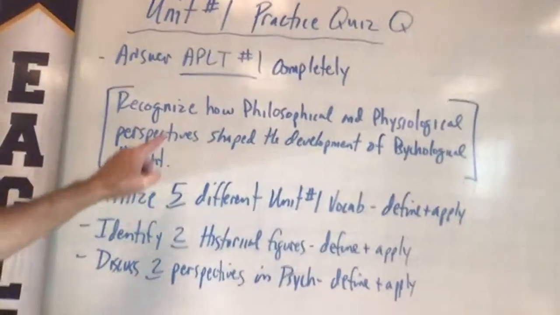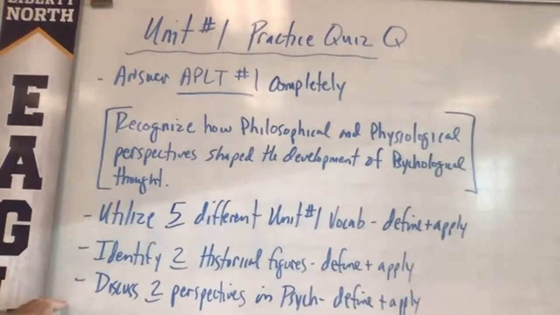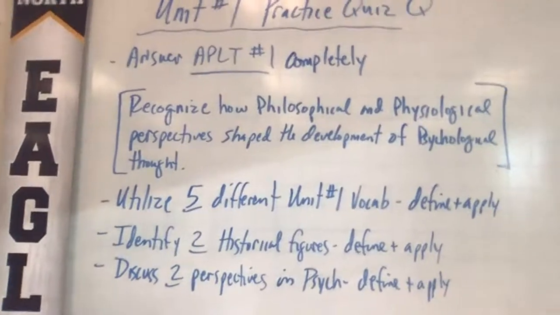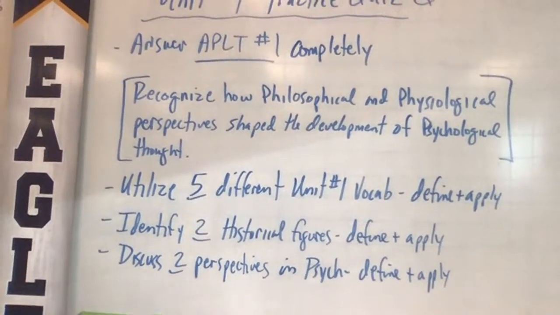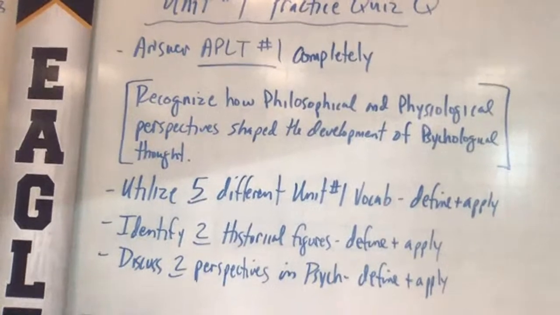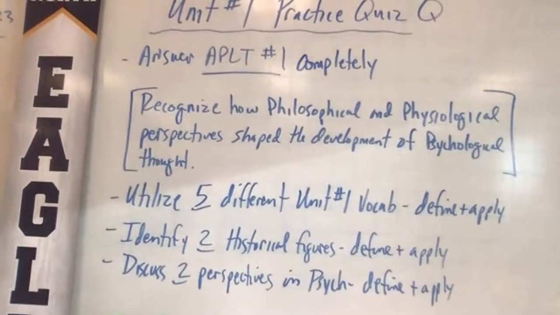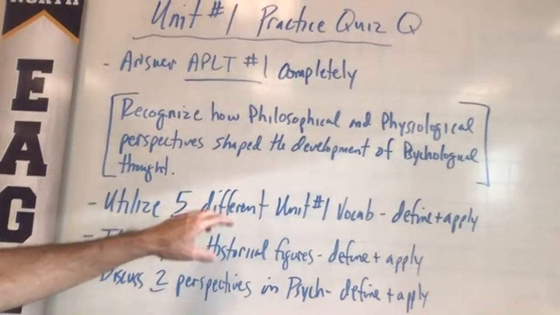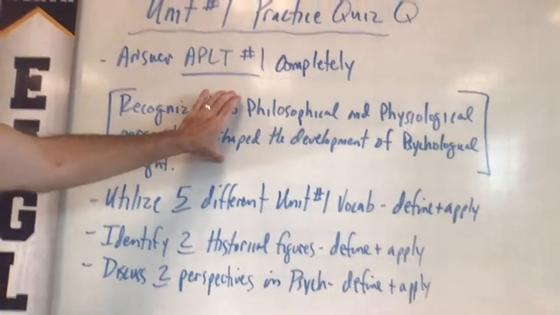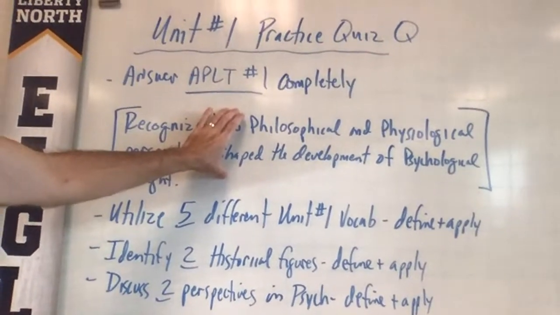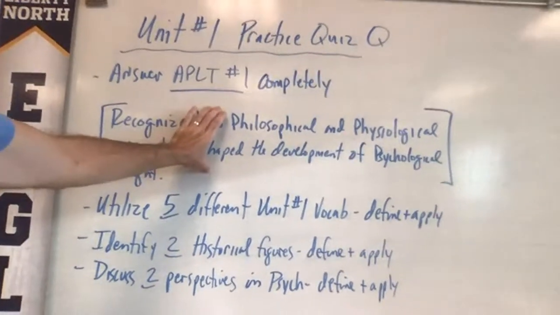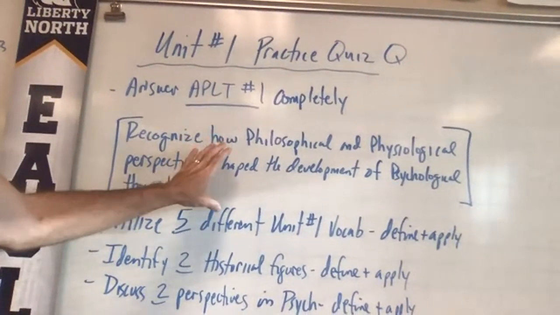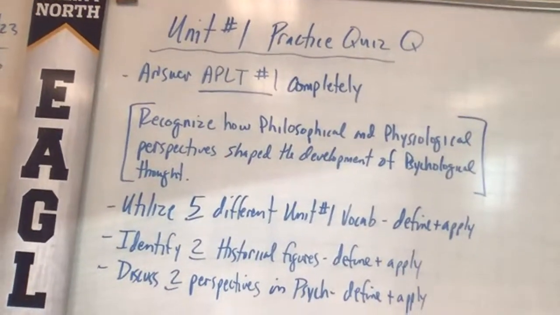Okay, now, once you answer it, then you've got 3 other tasks. Okay, so then you need to utilize 5 different vocab terms. Okay, define and apply. Okay, so then you're going to go down to your AP notebook and you're going to pick 5 vocab terms. All right, you're going to define them and then you're going to apply them to this question. Okay. All right, and you guys can talk and discuss, there's a lot of different vocab terms that could be used, but you just need to go down and find the ones that you think you could easily apply to the question.